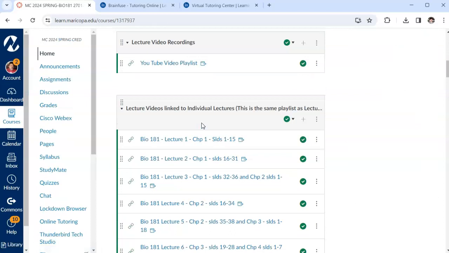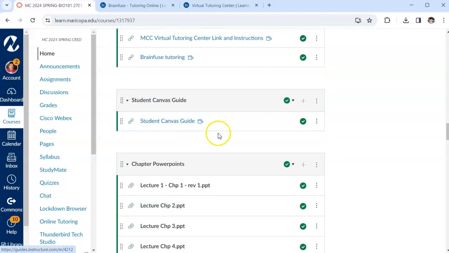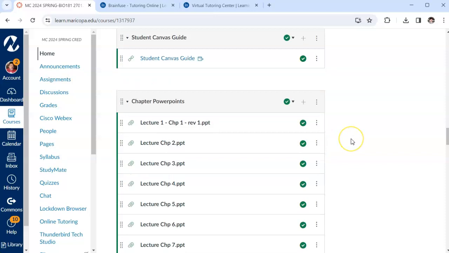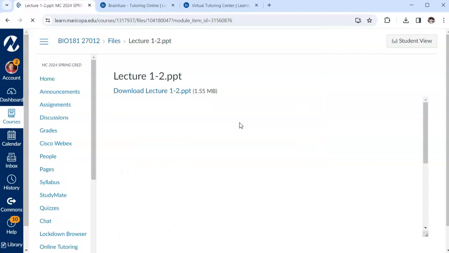So, I'm just scrolling down. This is a student Canvas guide in case you're familiar with Canvas. You can go here and look at what different questions for Canvas you might have. These are the PowerPoints for every chapter. Canvas is pretty good about converting these in the actual HTML screen, but you could download it as well and use Office 365 to open it. I don't know, it's having a problem with this one.